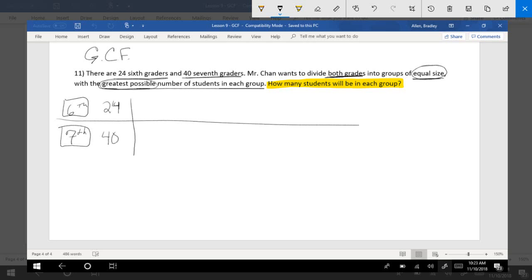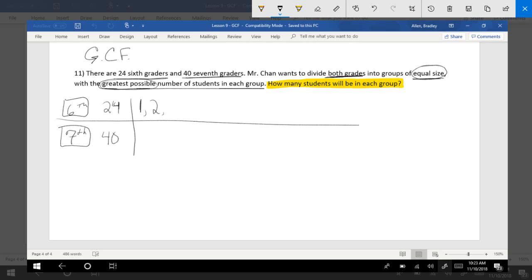Now, I want to start talking about the size groups that I can make. I'm going to start with sixth graders before even getting to seventh grade. I'm just going to do one grade at a time, okay? 24 sixth graders. I could make one group of 24. That'd be a big group, okay? I could do two students per group, right? So 24 students divided into groups of 2. So I'd have 12 groups.